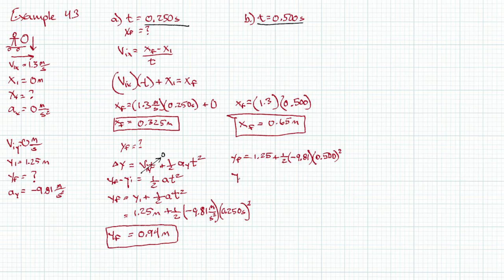So what's our y final in part B? Well, just punch it in. It should be 0.024 meters, which is pretty low to the ground. That makes sense because the longer it's been falling, the more likely it is to be close to the ground. So that's our final y position after 1/2 second. All we did was use the exact same equations over here, but put in new time values for them.